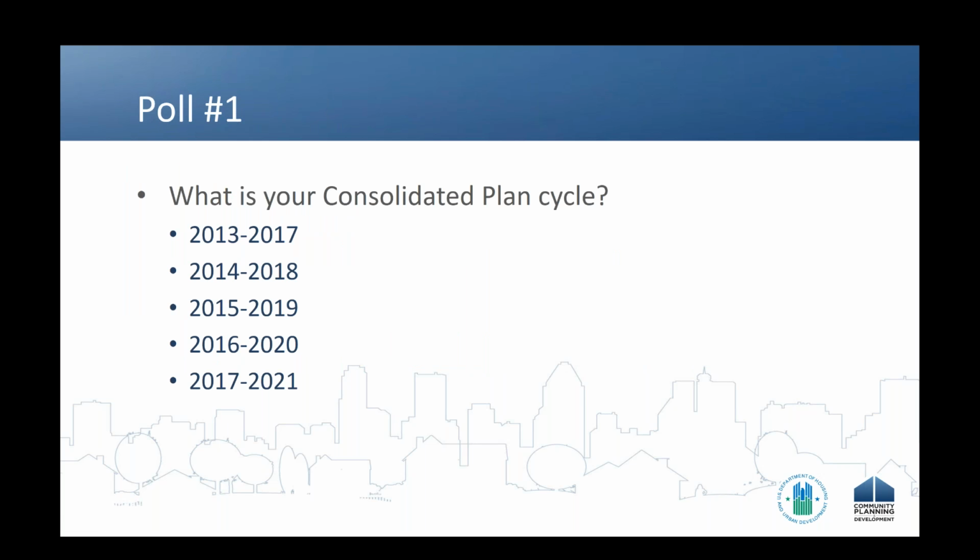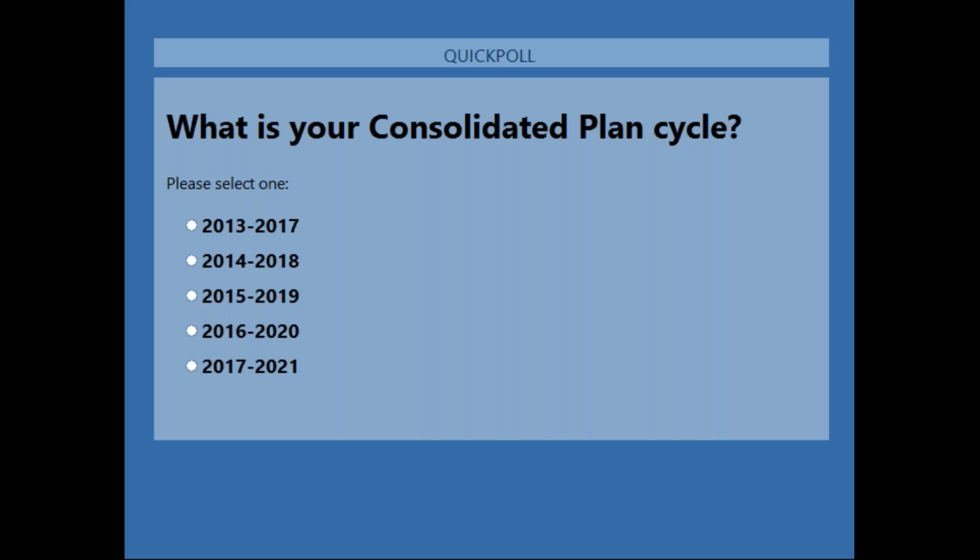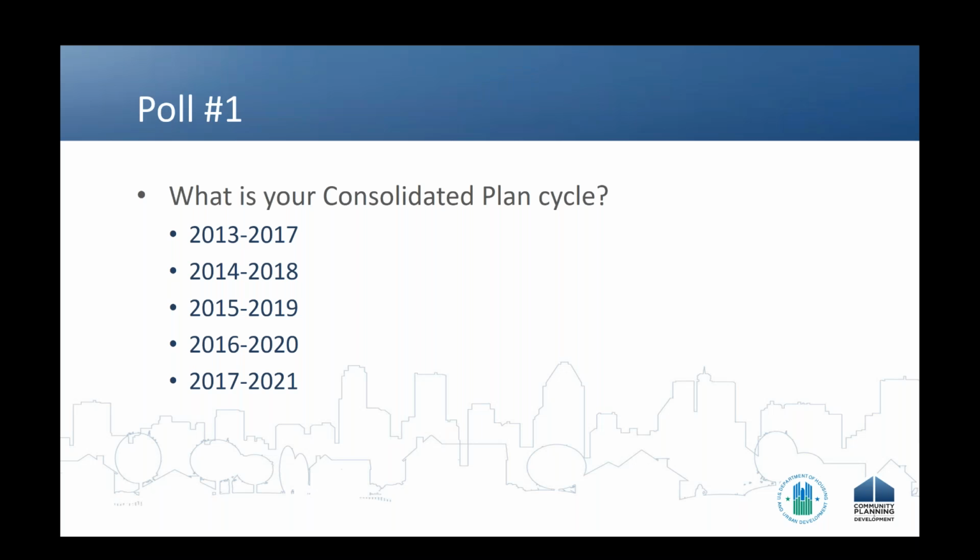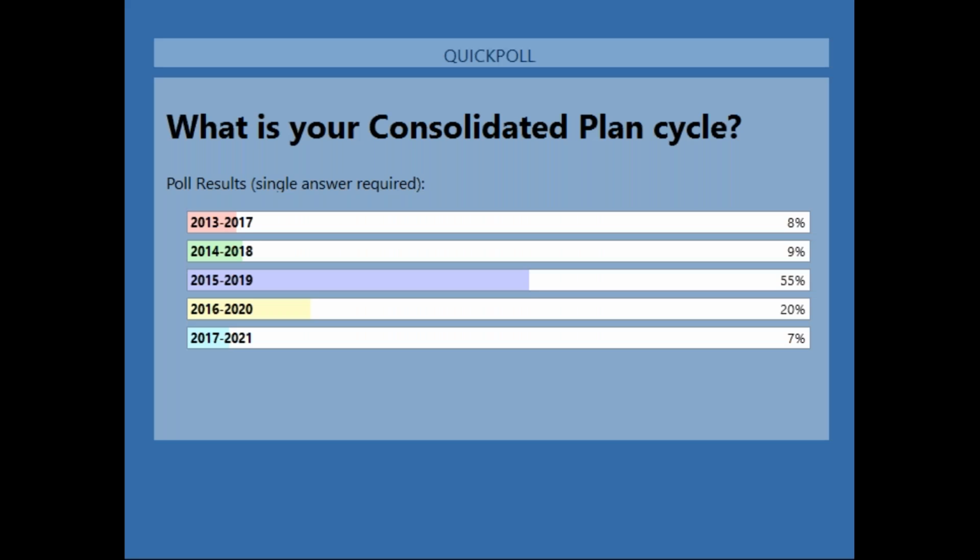Before we get started, we'd like to understand where you are in your consolidated plan. And so we have a question up here. Basically, I'm going to put a poll up, and it's going to ask you to fill in the appropriate year. So you should all see a poll up on your screen, and please just click on the appropriate years that is your consolidated planning cycle. The results are coming in, we'll give you just a little longer. Well, let's share the results.